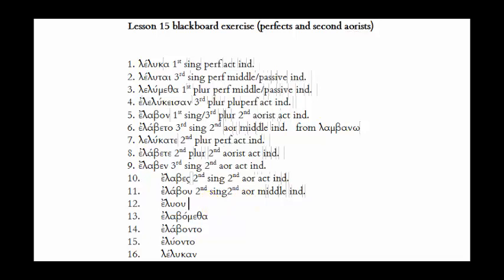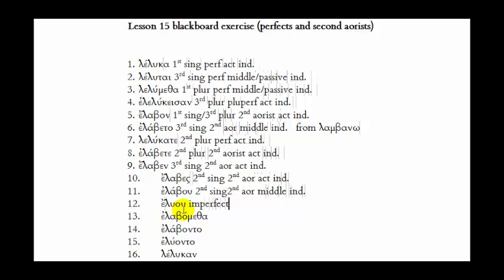Okay, eluou. Well, I threw this in to keep you on your toes. This is actually neither a perfect nor a second aorist. But what is it? First of all, you see the lu there. That should strongly suggest that it comes from luo. And what do we notice here? We notice an augment, and there's no sigma. That should scream imperfect to us.